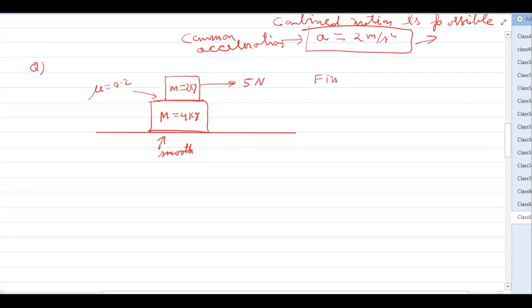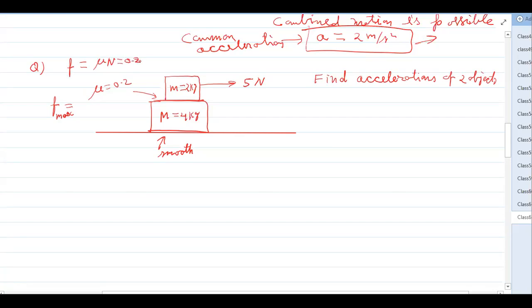Find accelerations of two objects. Okay. So first, what mistake will students make in this kind of question? First they will write F, but we should write F max, not F. F is not the same as F max. What students are doing is writing F as F max, that is mu into normal.